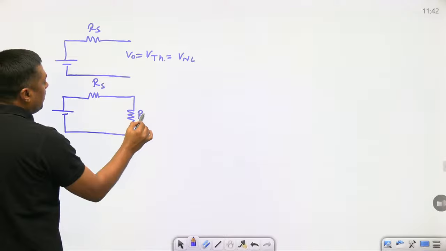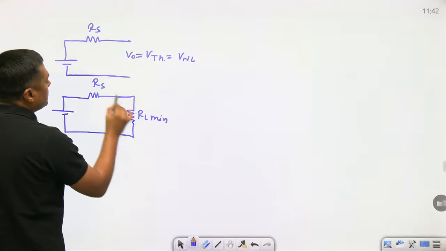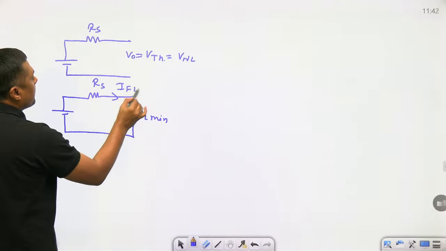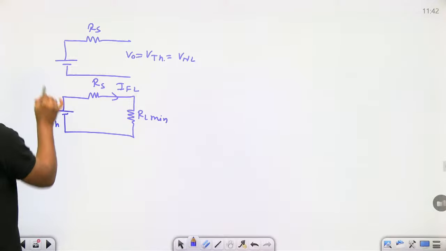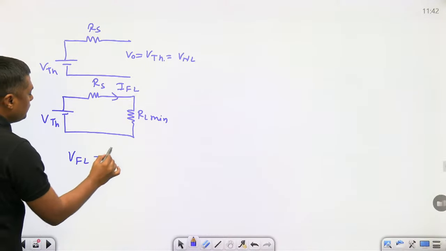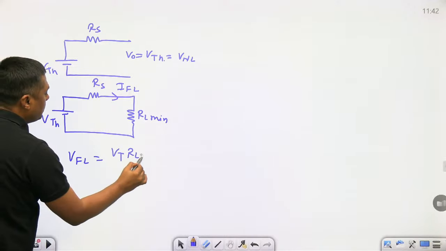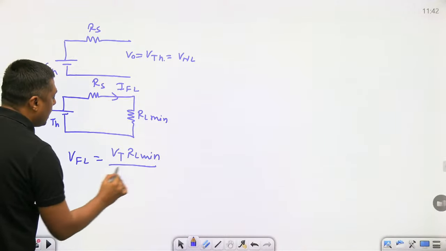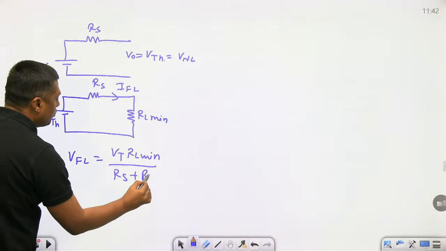When RL is minimum, there is a maximum current, and that is called full load current. This is the VTH. Then full load voltage will become VTH into RL minimum upon RS plus RL minimum, according to the voltage division rule.